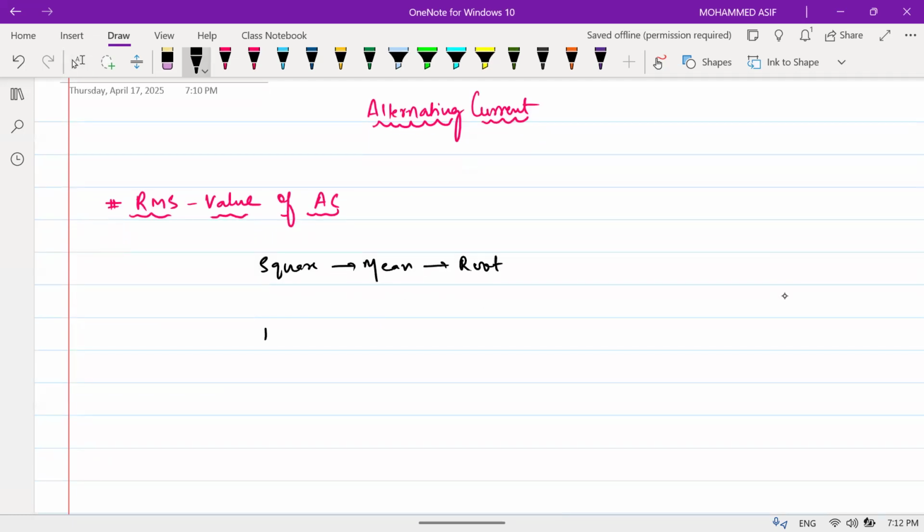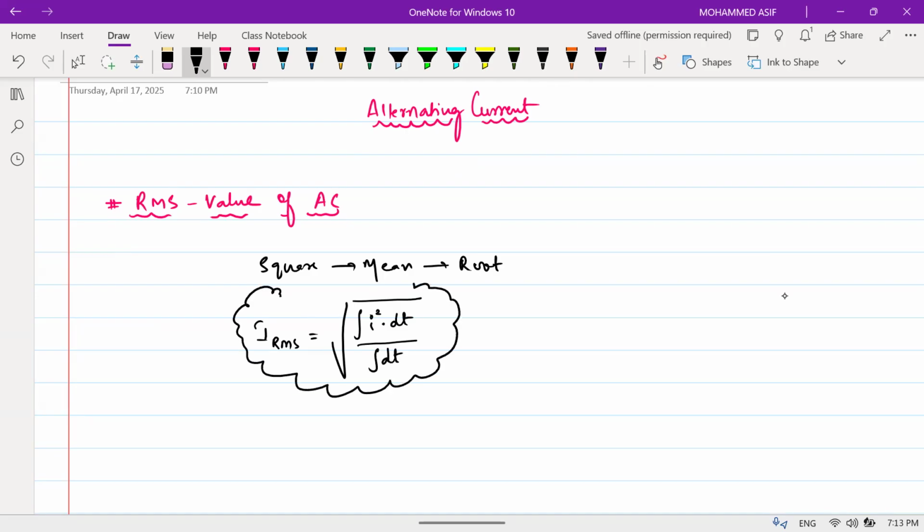I RMS will be equal to the root of the integral of I square dt divided by the integral of dt. This is the formula for your IRMS current. Under root, this will be the mean value: the integral of I square dt divided by dt. Clear?